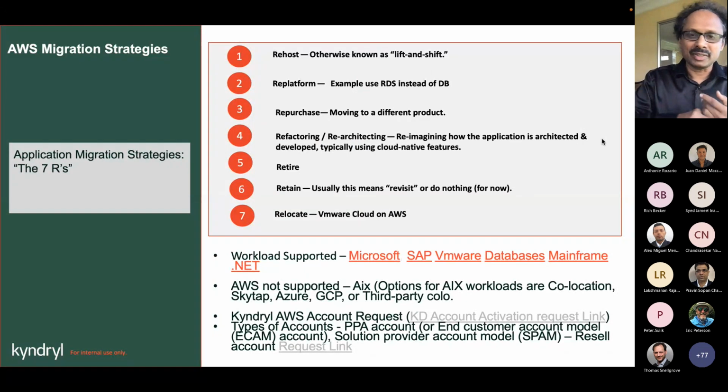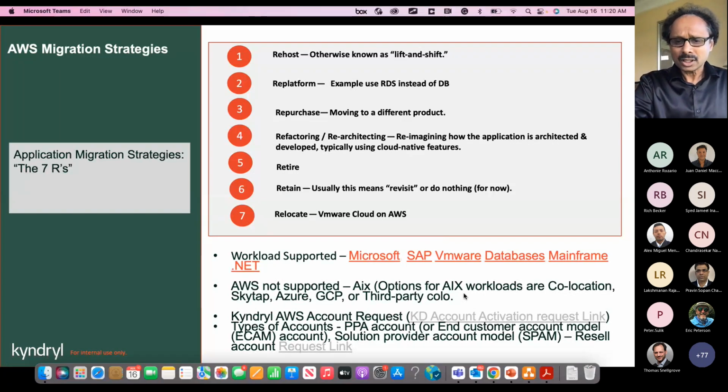I hope you are all familiar with these migration strategies, so I don't need to explain each and everything. Lift and shift, replatform, repurchase, refactor, retire, retain. This has been an industry standard for a long time. A couple of things we need to be aware of: the AIX workload isn't supported in AWS. You cannot lift and shift or create an AIX workload as of today in AWS. There are a lot of customers who have AIX workloads on-prem. So what are their options?